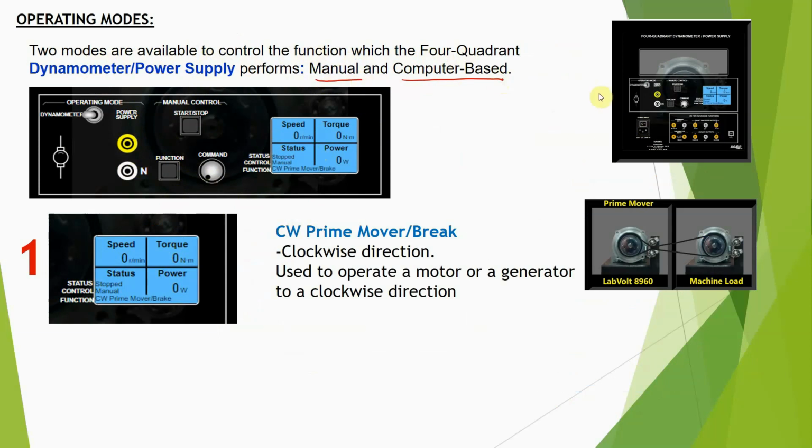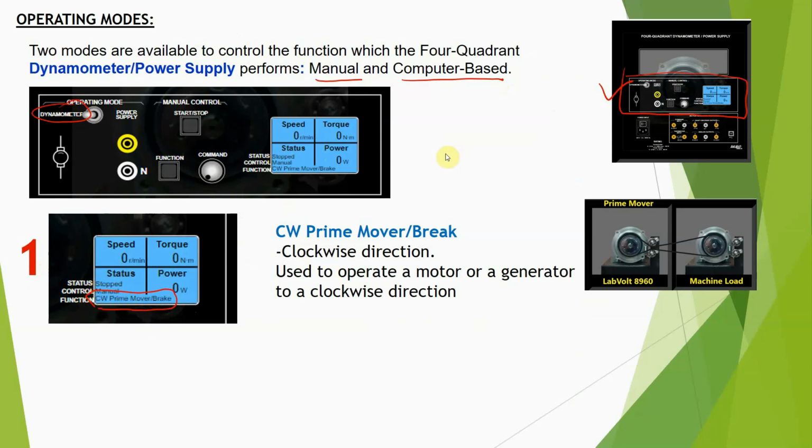This is the front panel, this side. So I just captured it from here. I took this part just to explain to you. So we are now in a dynamometer. This is the initial setup of the machine. It is on the clockwise prime mover brake.